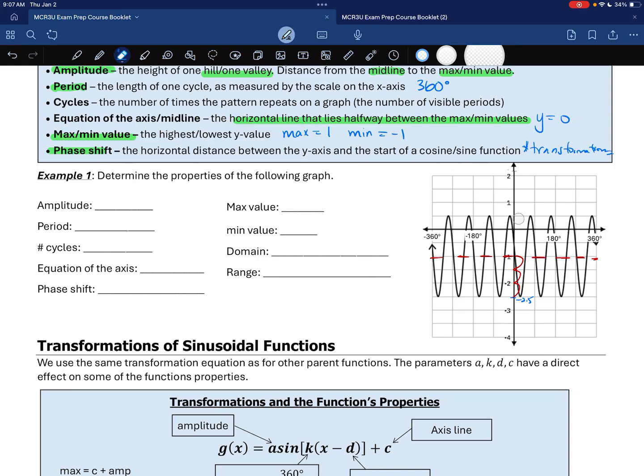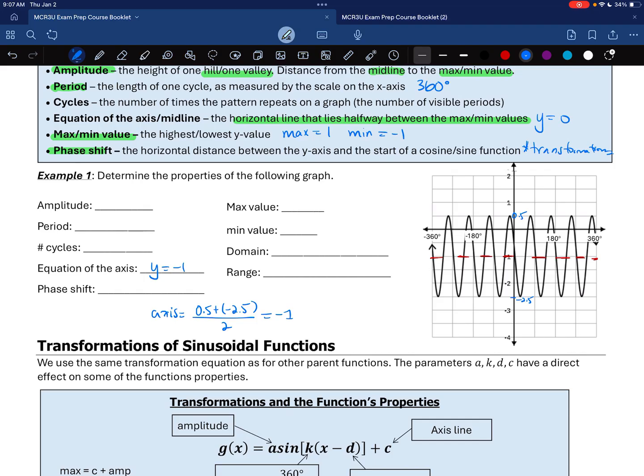That is also the same as averaging the distance from negative 2.5 to 0.5. So if I average 0.5 plus negative 2.5, take that and I divide it by 2, that gives me negative 1. So that's where my axis line is, by averaging the max and the min value. So the axis is at negative 1, so that's the equation of my axis, y equals negative 1.